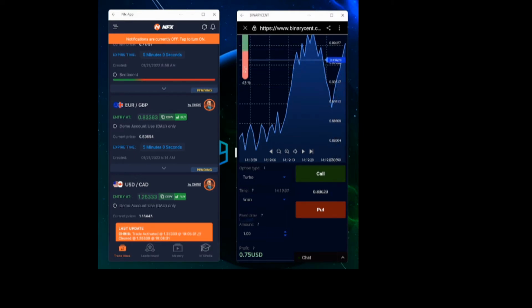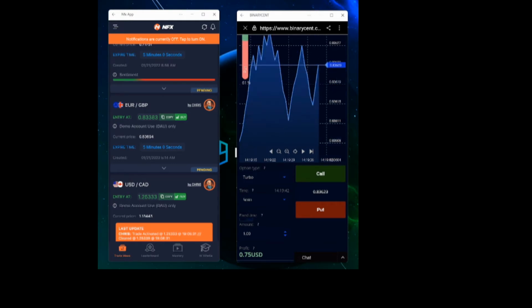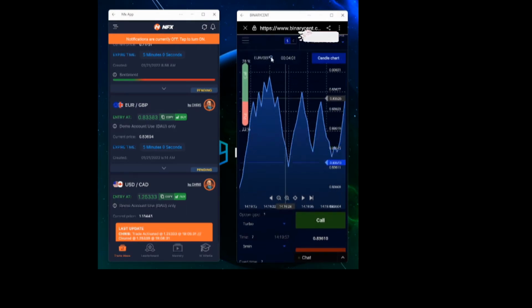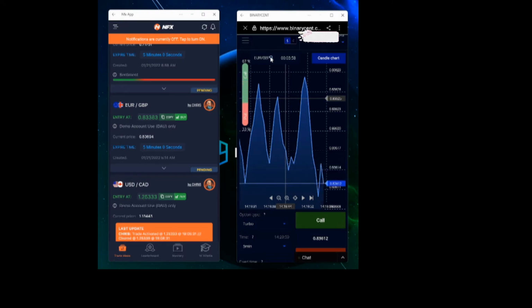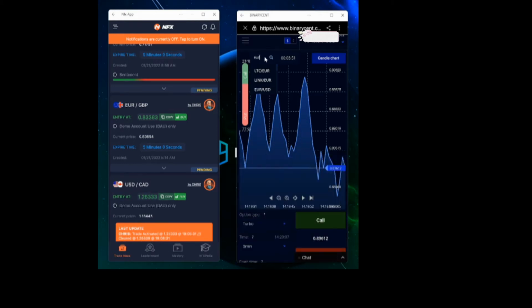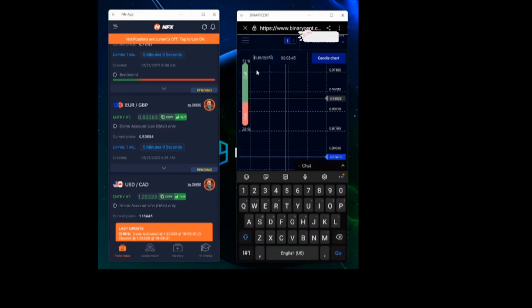So the particular trade that we're going to go over in this example is going to be the euro versus the Great Britain pound. So the first thing you're going to do, of course, is to identify the pair as you see here, and we're going to enter the pair into the trading platform. In this particular case, it is Binarycent. So we're going to hit the magnifying glass and we're going to type in euro, EUR, Great Britain pound, GBP, and we're going to select that pair.